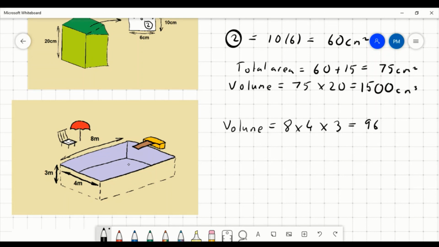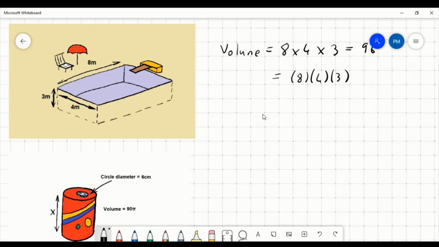And just in case you're confused with some of my symbols earlier, sometimes I'm using the bracket up here, and this is the exact same as writing 8 bracket 4 bracket 3. It's just sometimes I'll use these symbols, sometimes I use these. Sometimes when you're doing algebra, it's handier to have brackets because the multiplication symbol can get mixed up with x's, which are commonly used in algebra.